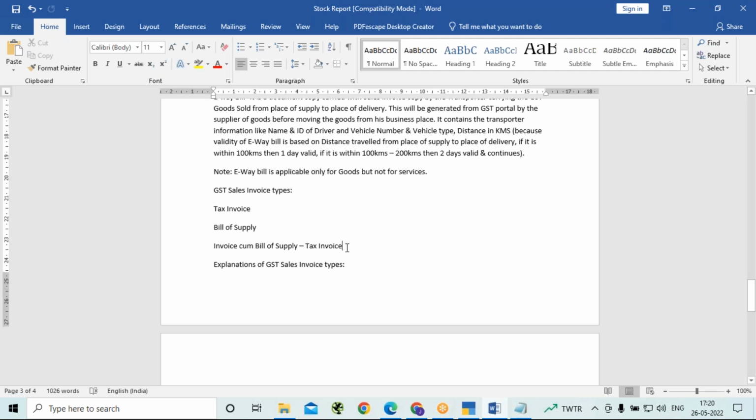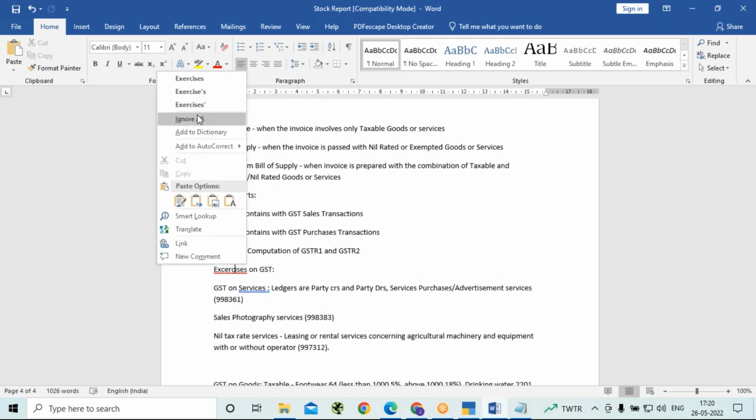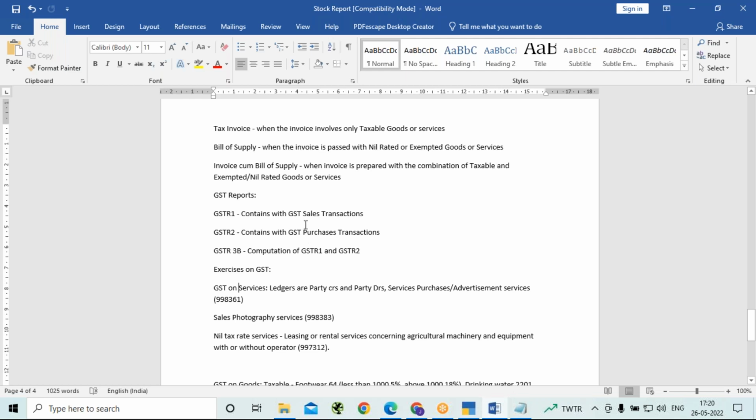Okay. Next, the reports we can generate in GST. GSTR 1 contains the GST sales related transactions, which is also called outward supply details. The next is GSTR 2. It contains the information about the purchase transactions, that is, inward supply. Then GSTR 3B gives you the information about both GSTR 1 and GSTR 2. It is a computation report.